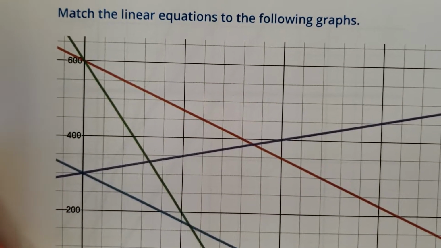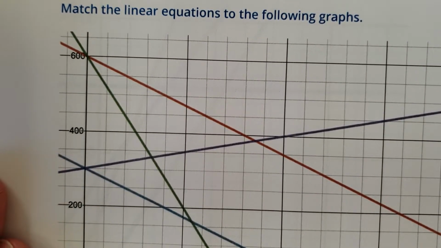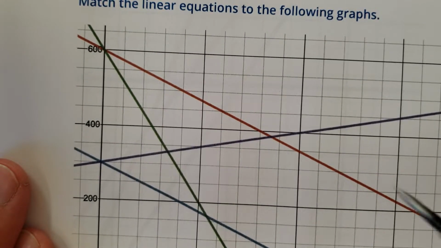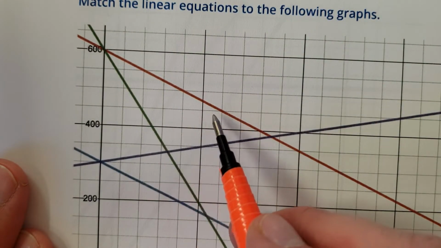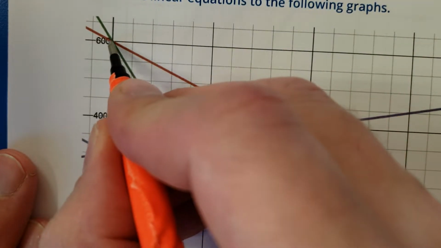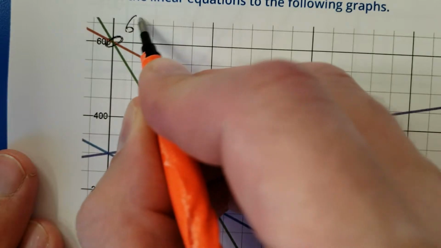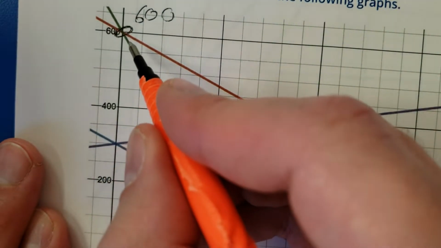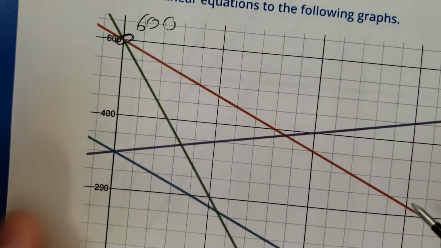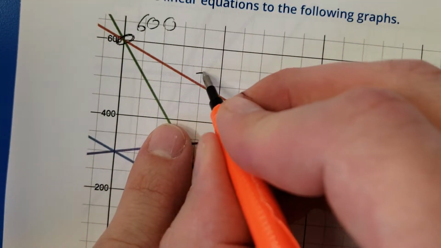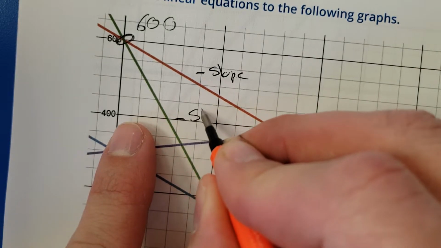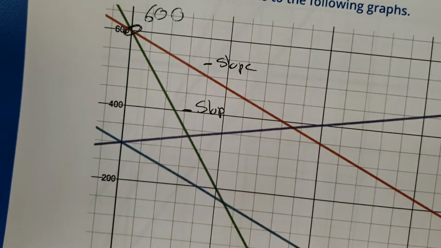Here's what I would do first. I would start with the y-intercepts. That's going to be the most obvious thing to pinpoint the difference. As you can see, both the green and the red line cross 600. There's your y-intercept of 600. One of them is decreasing faster than the other. They're both decreasing, so both have a negative slope, but one has a faster negative slope since it's going down really fast.